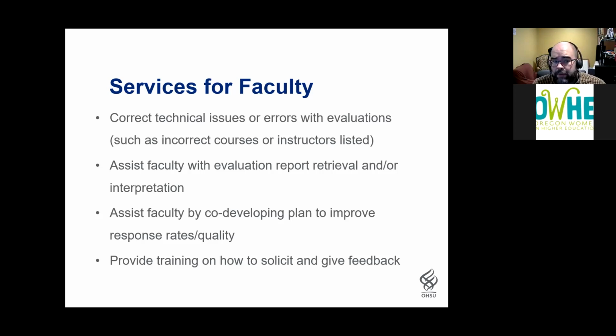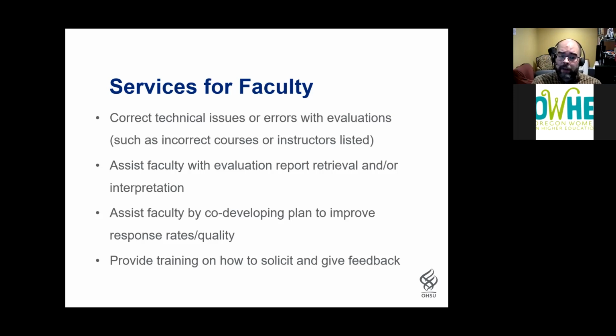Also, one of the services I provide is I help faculty create plans for improving response rates and quality. By doing workshops like these for faculty members and in more individual workshops, I'm able to help provide those sorts of services. So check with your evaluation managers and see what they can provide as well. And again, training on how to solicit and give feedback. That's just something I can offer as well.